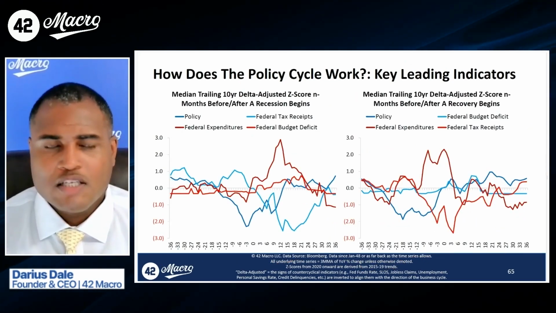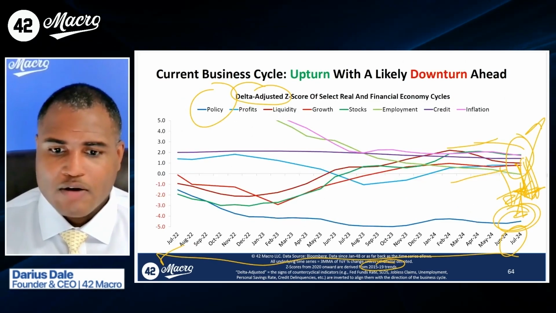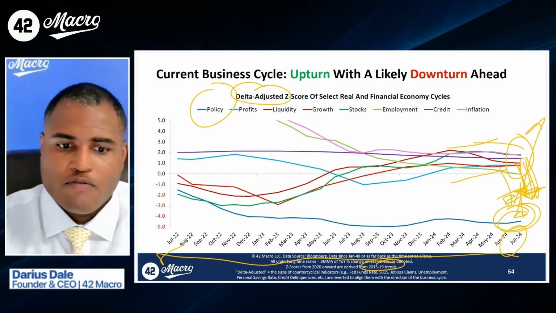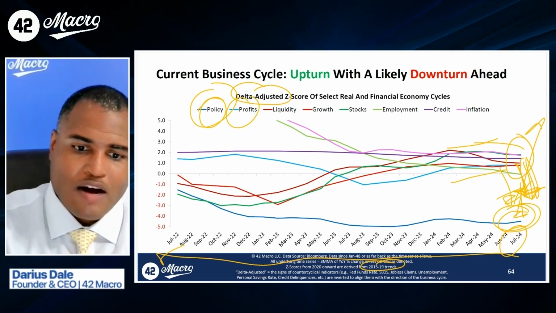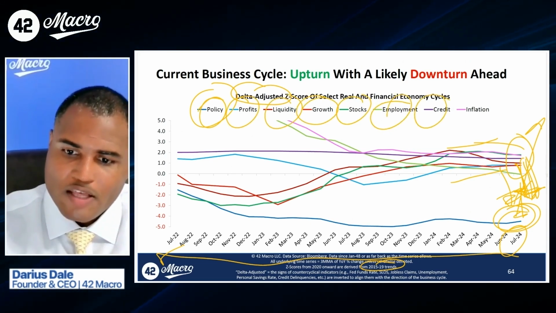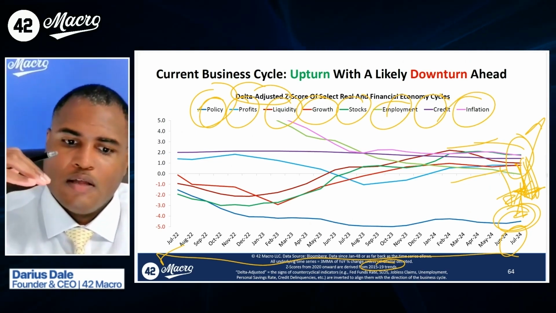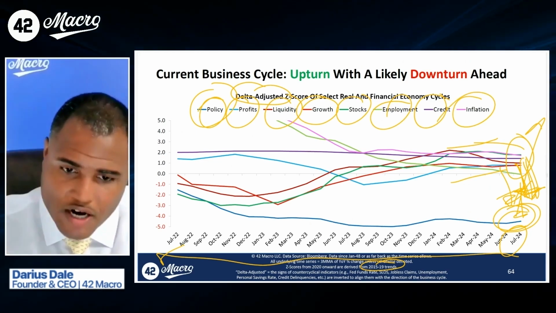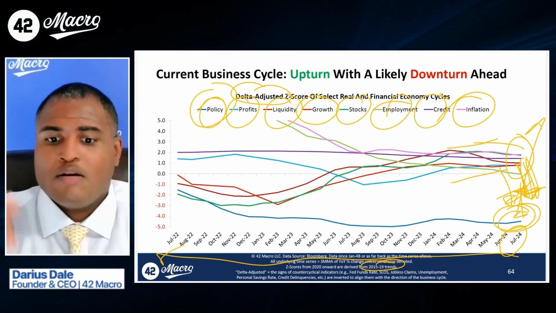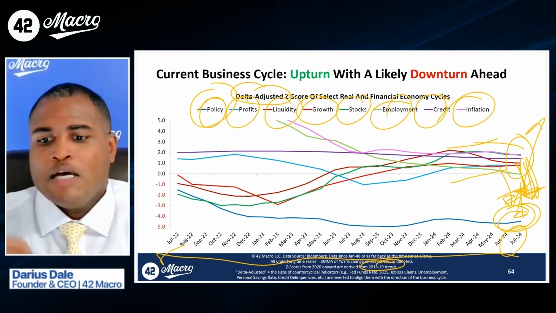So how does the policy cycle work? In the next sequence of charts, we're going to unpack each of these cycles in the context of the business cycle. As I mentioned, remember, policy leads profits, then profits lead liquidity, then liquidity leads growth in stocks, then employment, then credit, then inflation. Said differently, policy breaks down first, then profits break down, then liquidity breaks down, then growth breaks down, then stocks break down, then employment breaks down, then credit breaks down, then inflation breaks down.